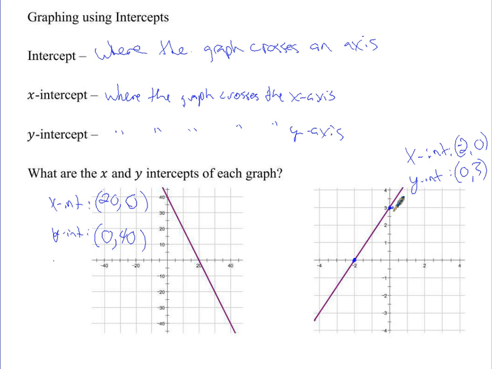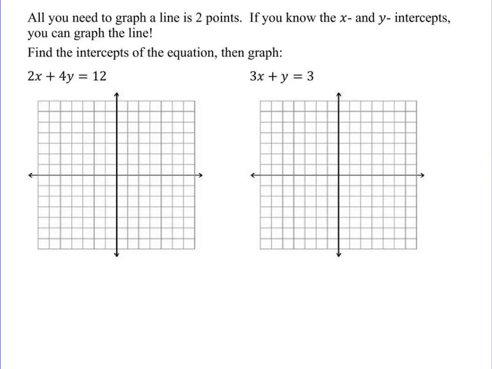Notice that all you need to graph a line is 2 points. And what do I have here and here? 2 points. So if I know the intercepts to an equation, I can graph the equation quickly. Graphing using intercepts is a viable technique for graphing. You don't have to do rise over run all the time, okay? So we're going to learn how to graph using intercepts right now.